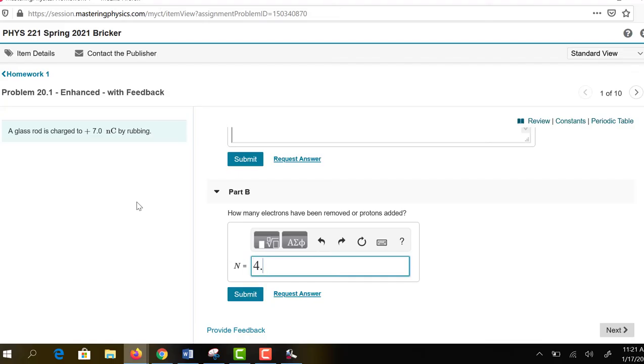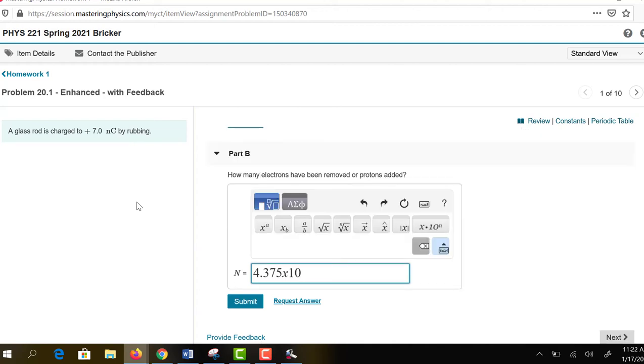Okay, so I got 4.375 times 10. So what I have is not going to work. You can't use the X as a times. You have to use the star key. So shift 8, that means times, and then 10, and then use the caret upward to get me the exponent. So times 10 to the 10th.